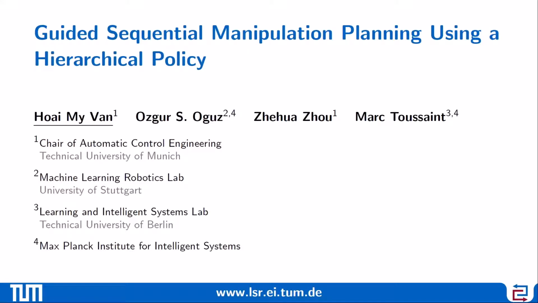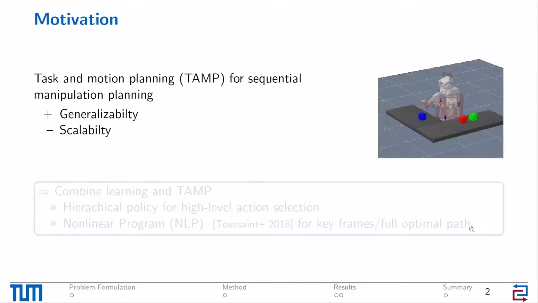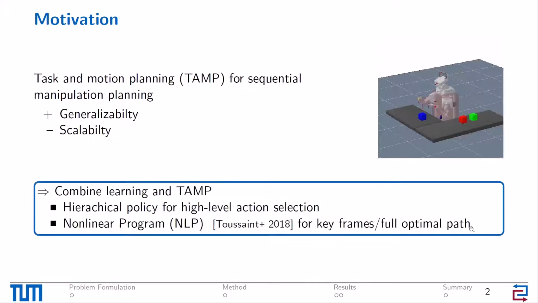I will now present our work on guided sequential manipulation planning using a hierarchical policy. Task and motion planning can be used to solve sequential manipulation planning problems like the one you can see on the right. While this approach is generalizable, it lacks scalability for long horizon problems. Thus, we propose to train a hierarchical policy for high-level action selection, which acts as a heuristic and speeds up the search process. Then, we use a nonlinear program for the motion planning phase.